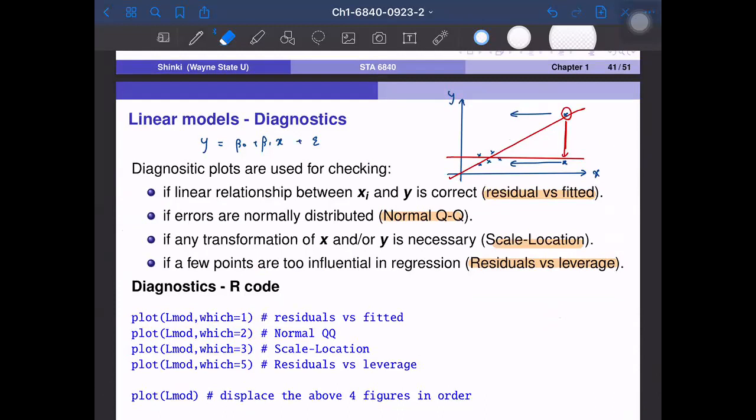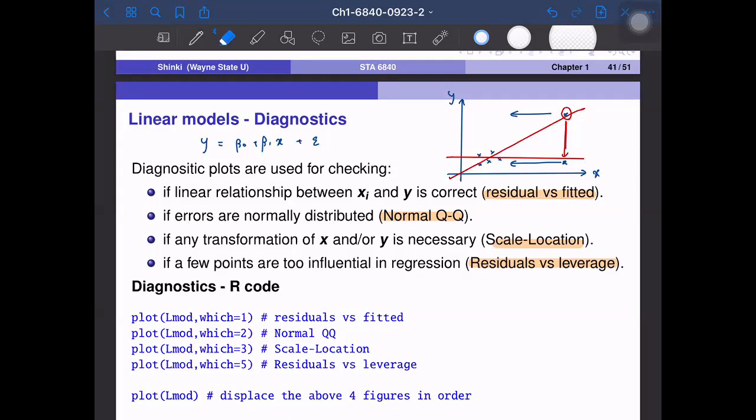Hi everyone, the next topic is diagnostic plots. The linear model has several assumptions, such as y and x have a linear relationship, or epsilon is IID and normal. We want to check these assumptions by using some plots. And also, we want to check if a few observations affect too much the determination of the regression line.